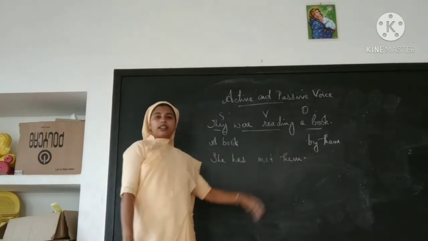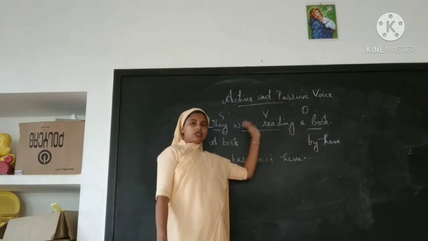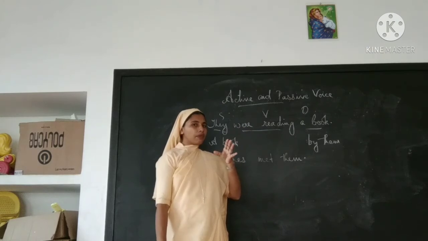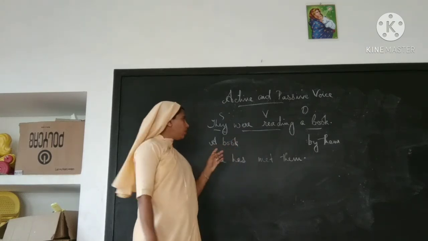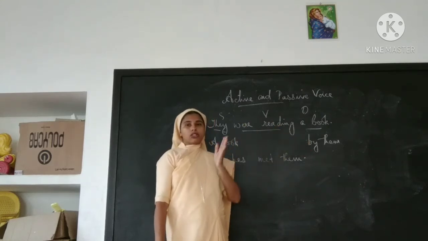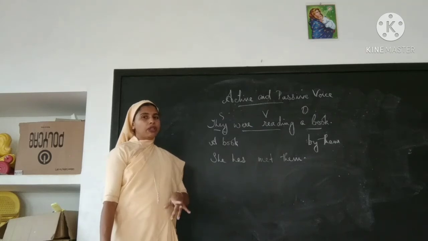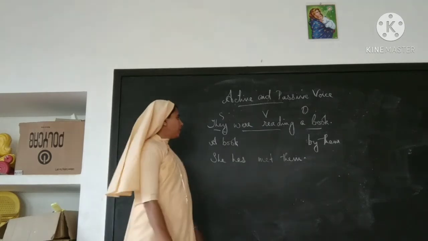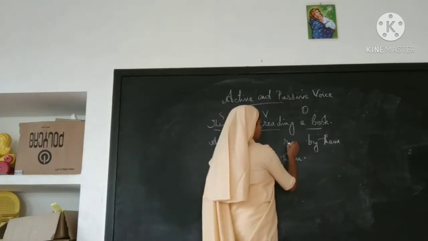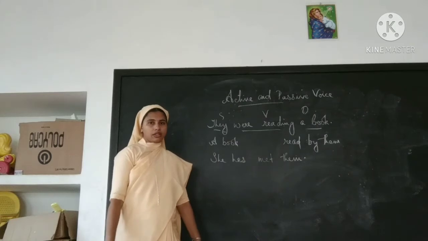Okay, now let's analyze the form of verb. Verb reading. Just before we have seen is plus ing form, that is present continuous. Was or were plus verb plus ing form, that is past continuous. But the verb in passive form will always be V3 form. So what is the V3 form of read? Read. A book read by them.